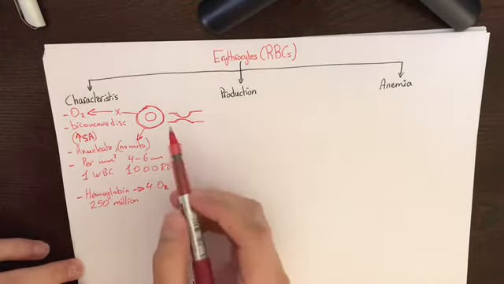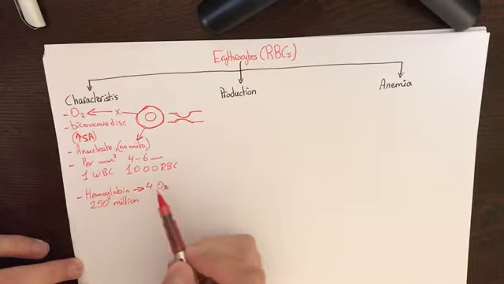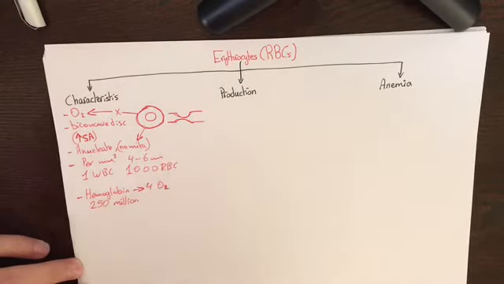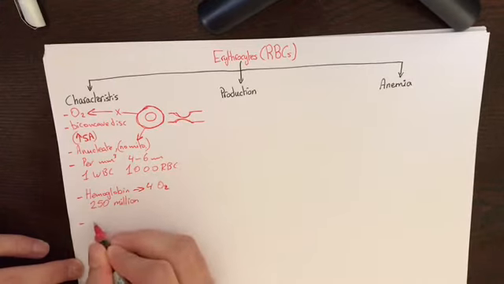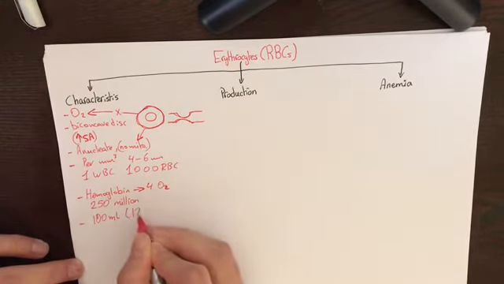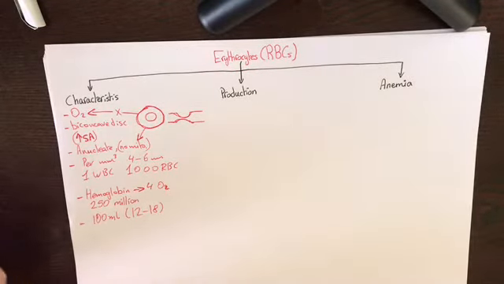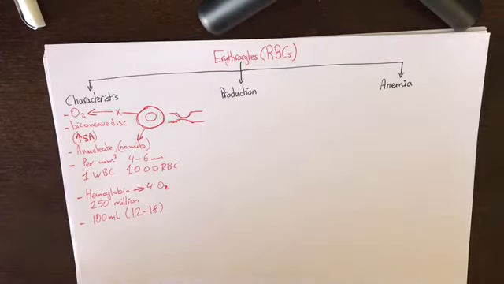So if this red blood cell contains 250 million hemoglobin, how much oxygen do you expect to be inside? It's about 1 billion. But we're not going to measure it this way. We measure hemoglobin per 100 milliliters. Usually we have about 12 to 18 milligrams of hemoglobin per 100 milliliters. In men, usually it's between 13 to 18, and in women it's between 12 to 16.